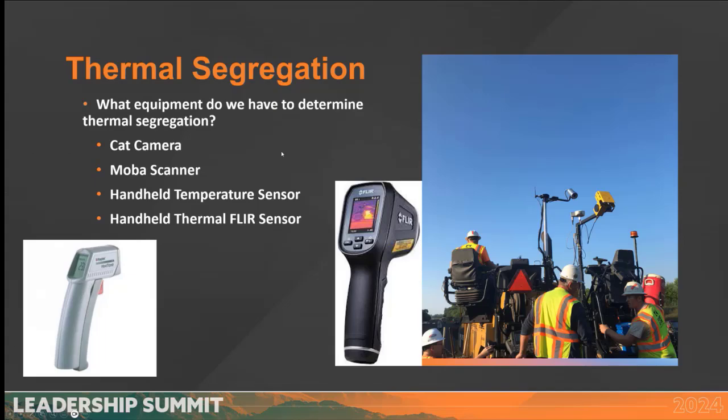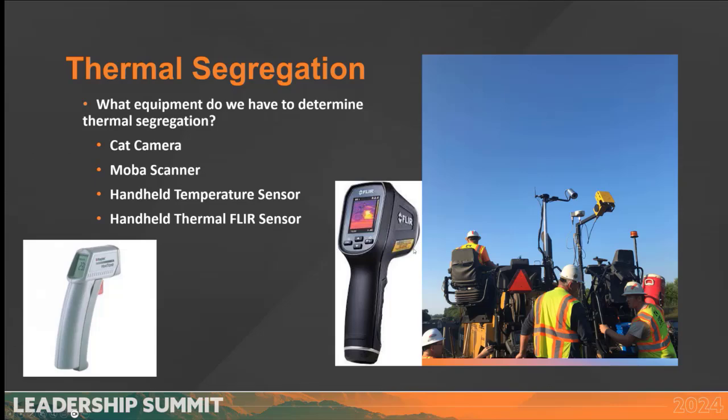So thermal segregation, like Ty showed in that material segregation photo. When the rock separates, it cools faster, so it could be material segregation but also thermal segregation as well. There are a few different technologies you can use to diagnose that. You can use a handheld temperature sensor, like a temp gun, checking for cold spots. You've got the fancy FLIR camera. Those things are awesome if you have one.